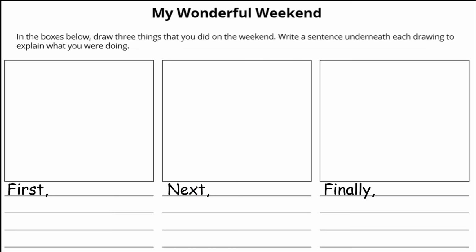Here I'm just showing you an example of some sentence starters you can use to start each sentence in your weekend recount. So you can see under the first box, I've started my sentence with first, and you can use that sentence starter as well, and then write a short sentence about the first thing you did on your weekend. And you can see under the second box, I've started my sentence with the word next, and then you can write about the next thing that you did. And under the last box, I've written the word finally. And after that, you can write about the last thing you did.